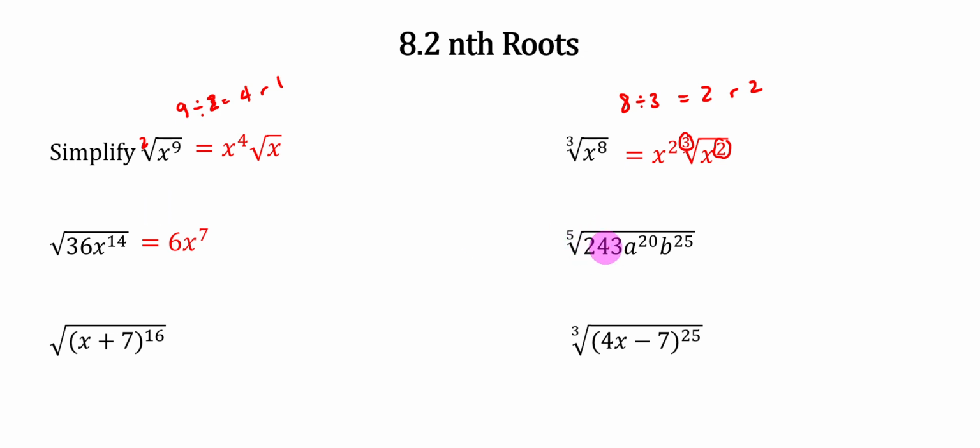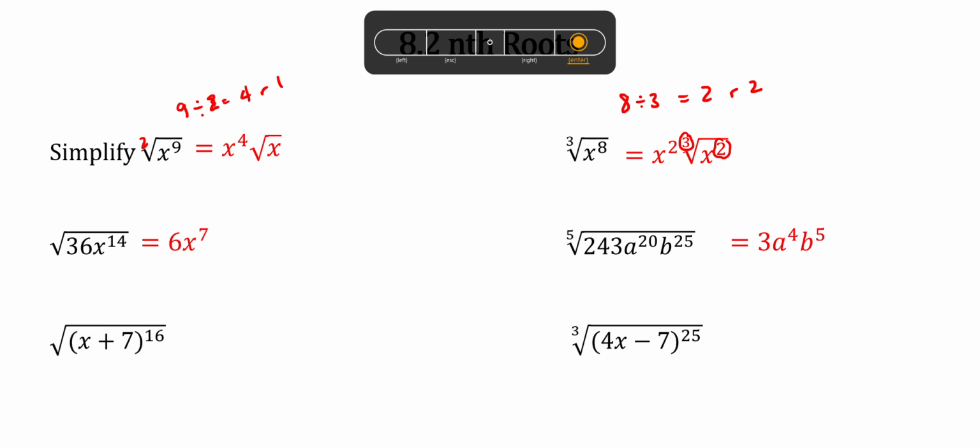You might have to check this out. You can use your calculator to find the 5th root of 243. All right, and I think that's 3. And so then 20 divided by 5 is 4. 25 divided by 5 is 5. And we got nothing left inside.